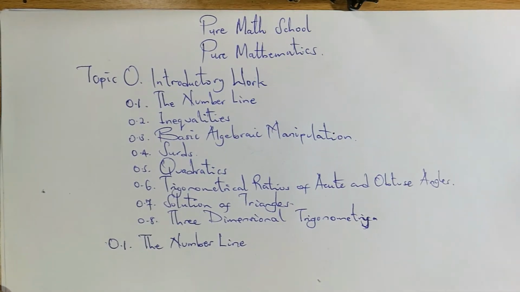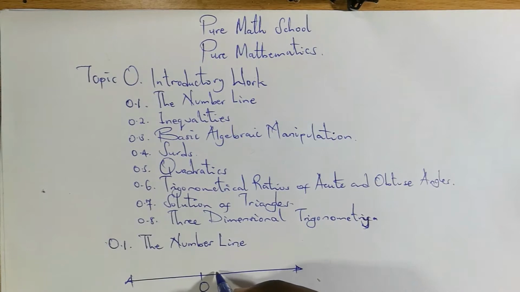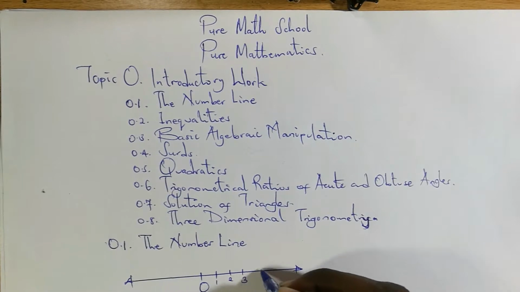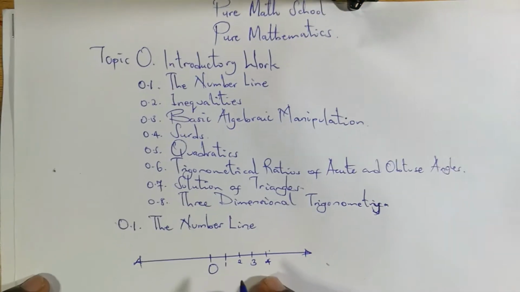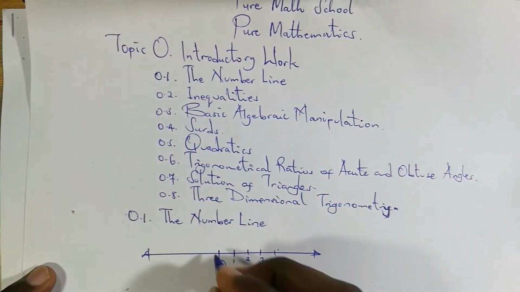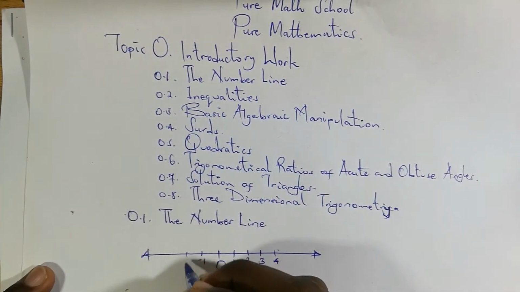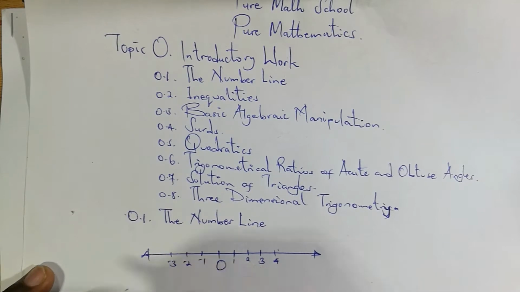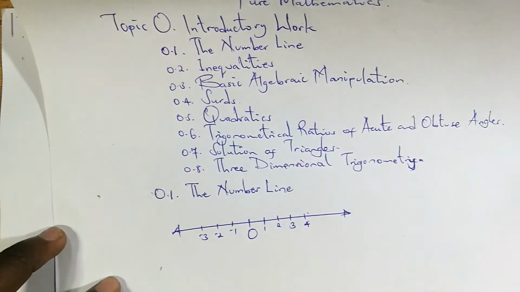Let me first draw how a number line looks. This 0 is our origin, and on the right of the 0 we have numbers that increase: 1, 2, 3, 4 until infinity. And on the left we have what we call negative numbers. Let's start from -1, -2, -3 until the negative side of infinity also.